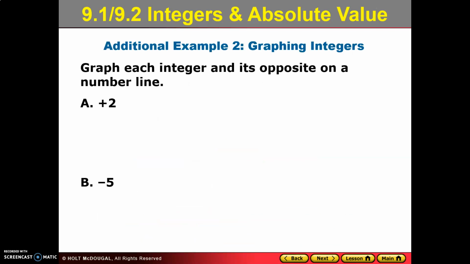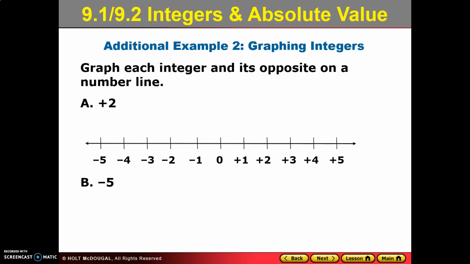Okay, so we're going to graph each integer and then its opposite on a number line. Technically, you probably don't need a number line. You can probably tell me that the opposite of 2 is -2, but I want to have you guys visualize it. So if I have 2 and I graph it, it's right there. The same distance away from 0 would be -2. That's what makes it the opposite. And that's going to come in handy when we talk about absolute value in a moment.